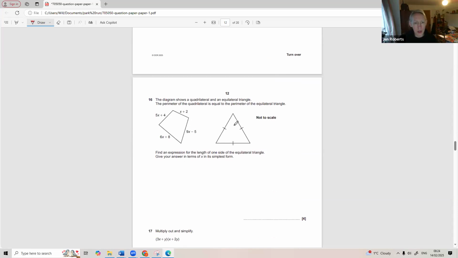Okay, the diagram shows a quadrilateral and an equilateral triangle. So find an expression for the length of one side of the equilateral triangle. Give your answer in terms of x in its simplest form. So we know that they have an equal perimeter, it says here. Let's find the perimeter of our quadrilateral.